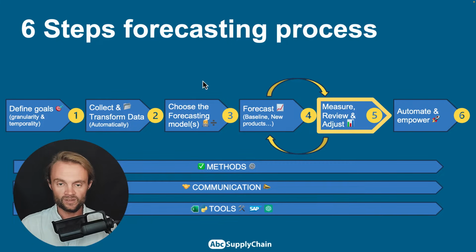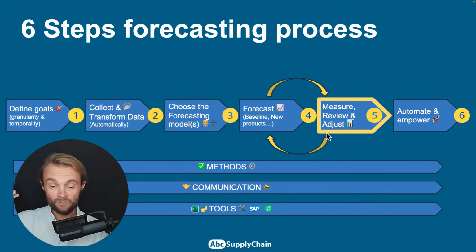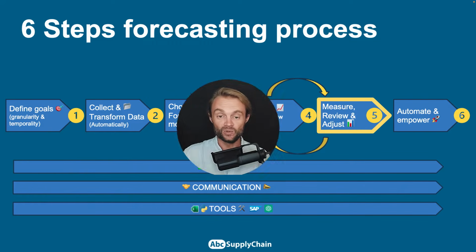So no worries, you have a lot of companies like this. This is not the end of the world. I will just suggest that you check maybe other videos. I also have a full workshop coming to tell you what are the 6 steps to have a forecasting process in place, efficient and simple, from defining your goals to collecting and transforming the data, to choosing the right forecasting model, forecasting new products and baseline, and also measuring and reviewing and adjusting. This is what we're going to talk about today. This is not only about the mathematics. This is having the right method, the right communication, and the right tools in your company.